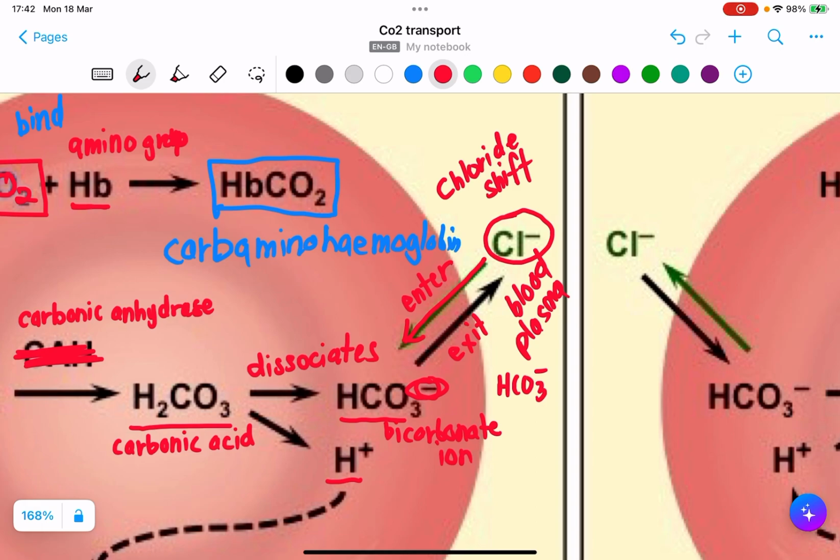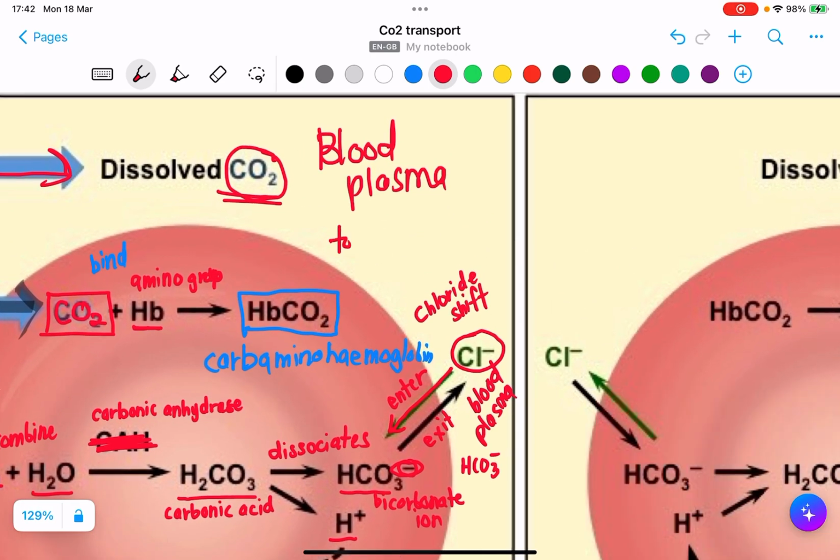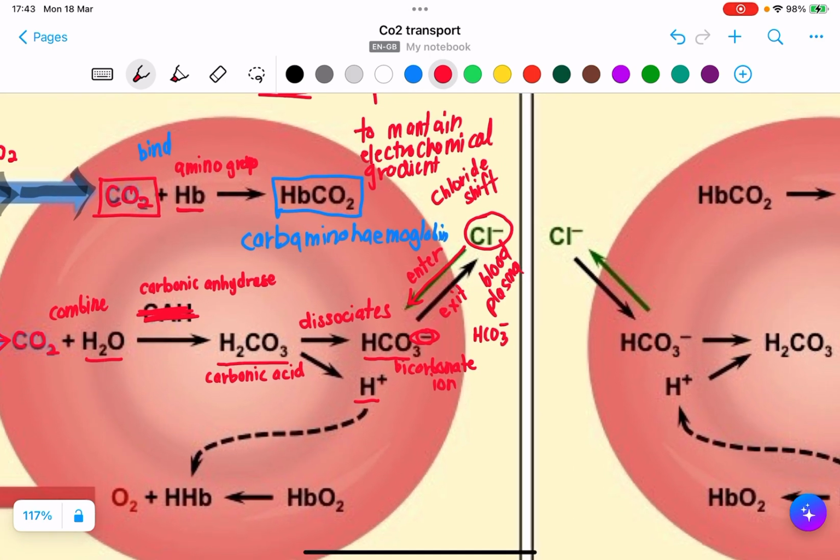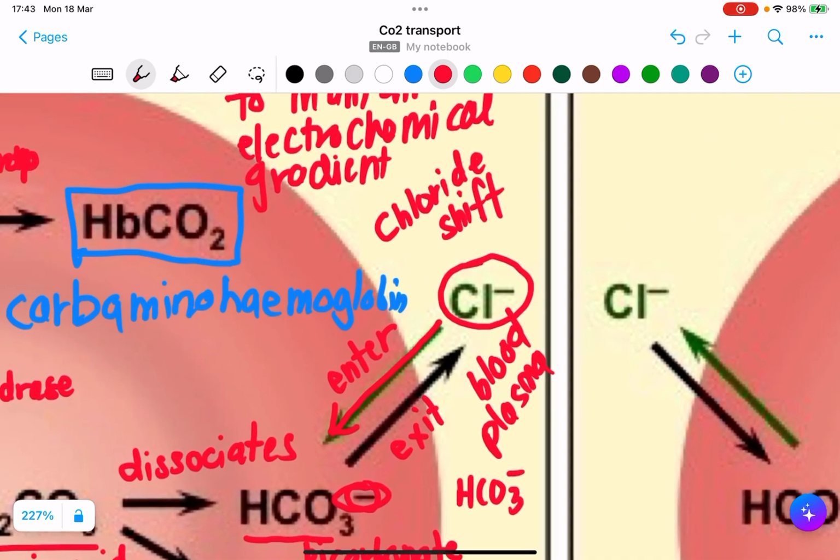So, kalau soalan tanya, kenapa berlaku chloride shift? Kenapa Cl- tu kena masuk dalam red blood cell? Jawapan dia, to maintain electrochemical gradient. Maksudnya tak nak perubahan charge. Electrochemical luar dengan dalam kena sama, neutral, tak ada lebih negatif, tak ada yang lebih positif, to maintain electrochemical gradient. Sebab tu chloride shift mesti berlaku. Chloride shift adalah proses Cl- masuk.